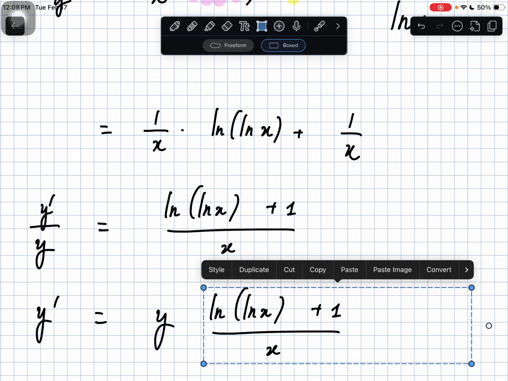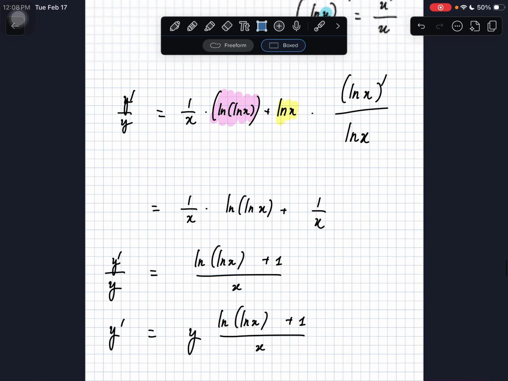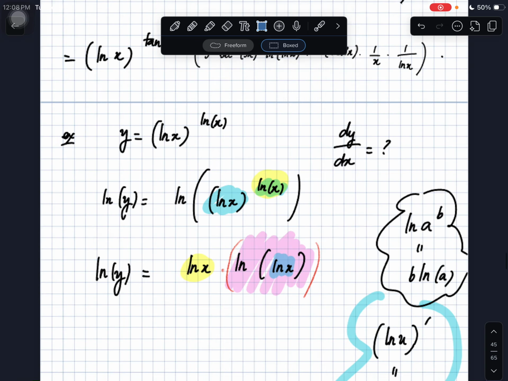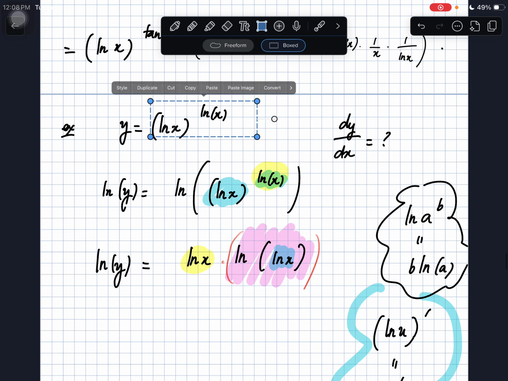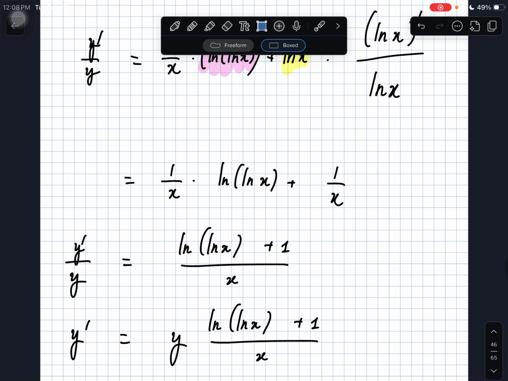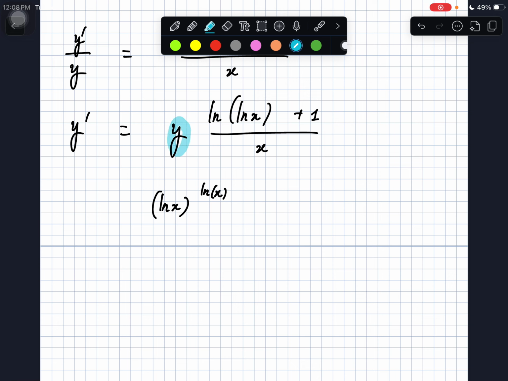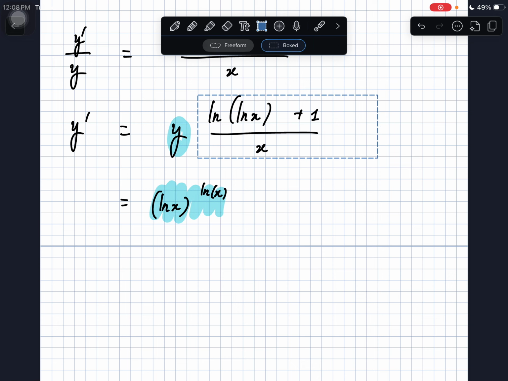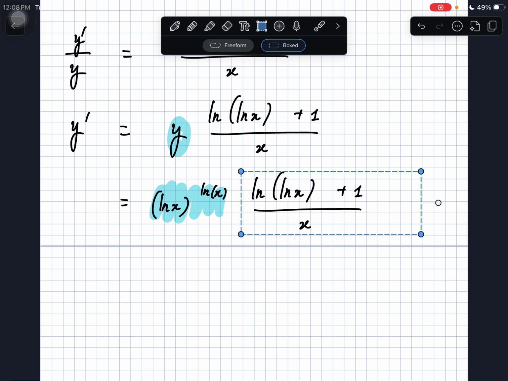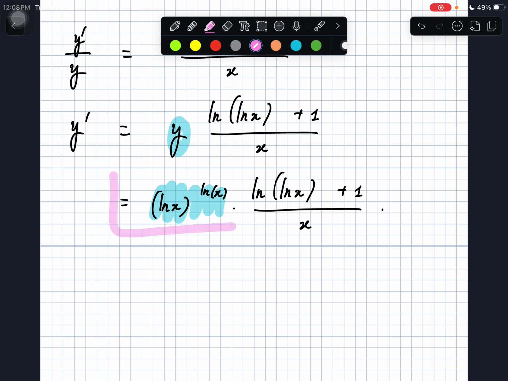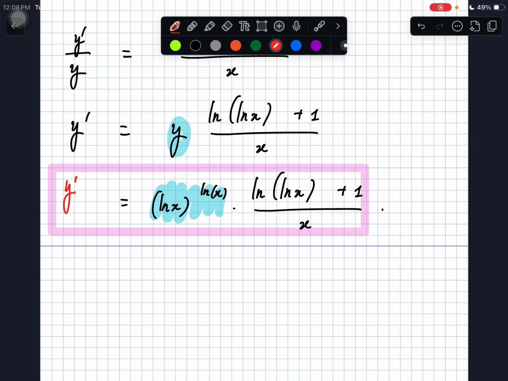Now just plug in what the function y is, so that you can write everything in terms of x. Y, this is y, times this term. So that is the final answer. This is y prime, or dy over dx.